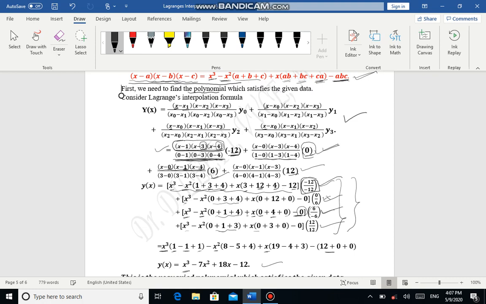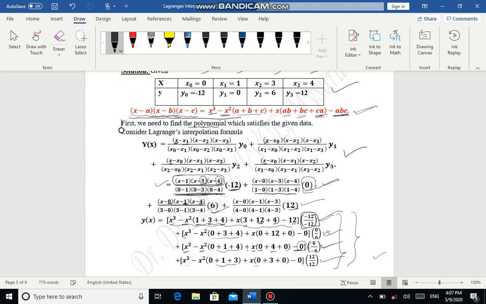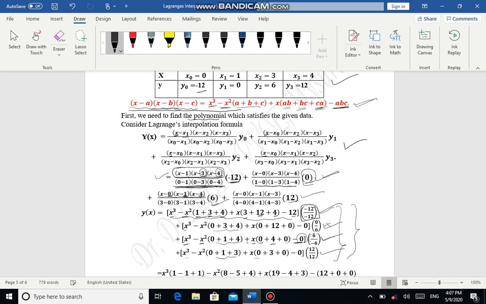If you want to verify, replace x is equal to 0 in this polynomial. What happens if you replace x is equal to 0? y of 0 is equal to minus 12. So this is the first data given. When x is 0, y is equal to minus 12.